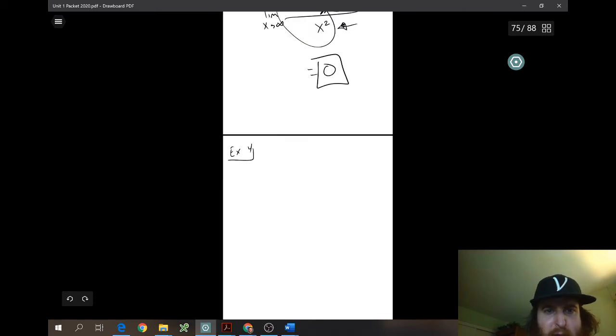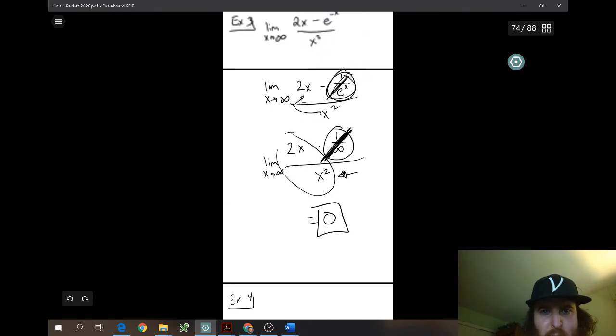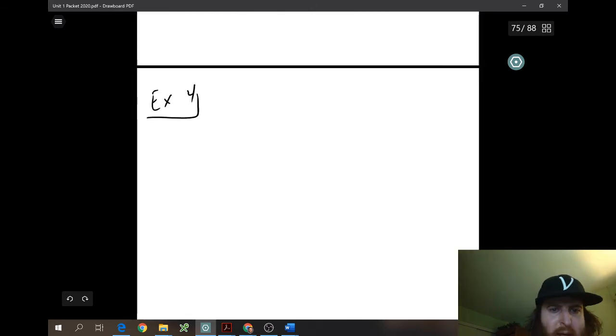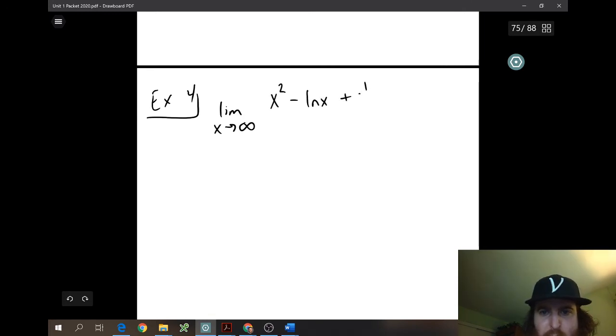And so what happens is, I think we're on example 4. You might get that all over the place. You might get the limit as x approaches infinity of x squared minus ln of x plus 1 over x cubed, all divided by 2x squared plus 7 sine x.